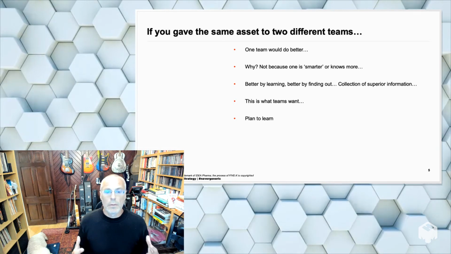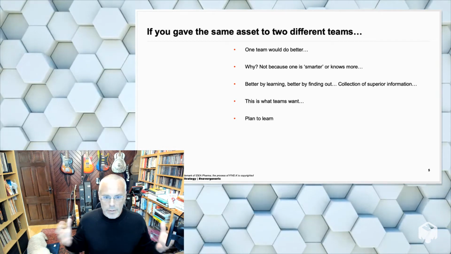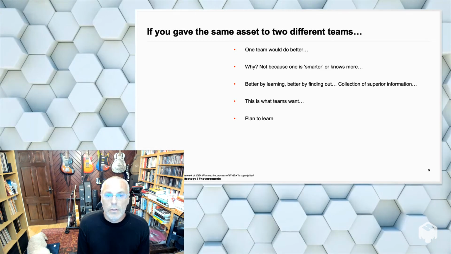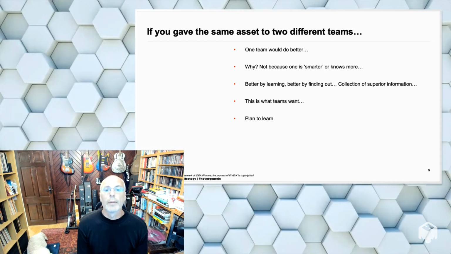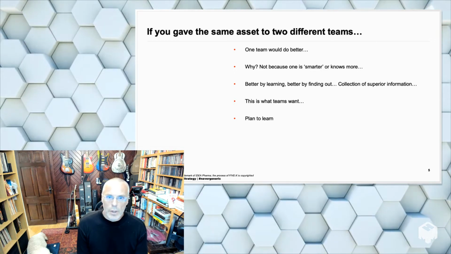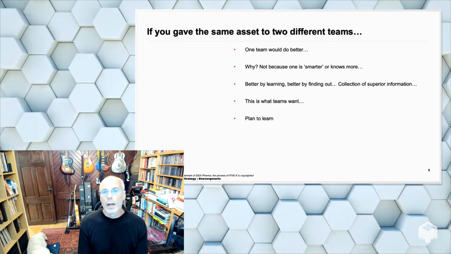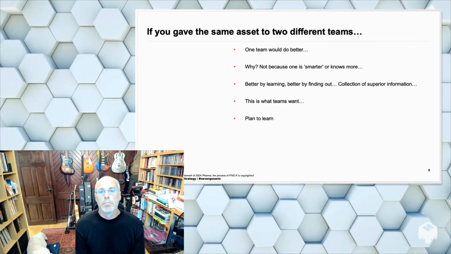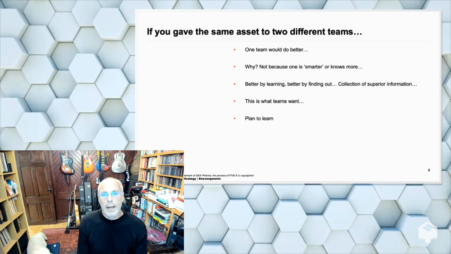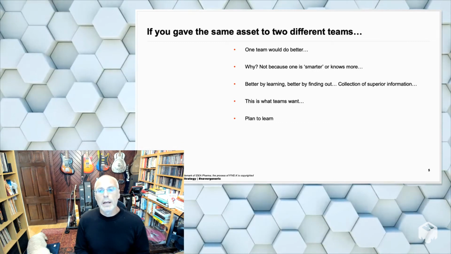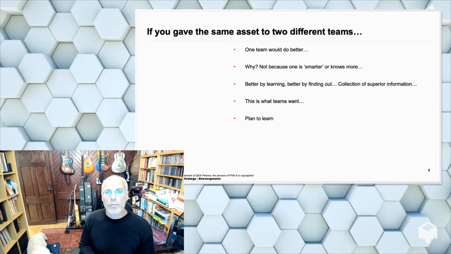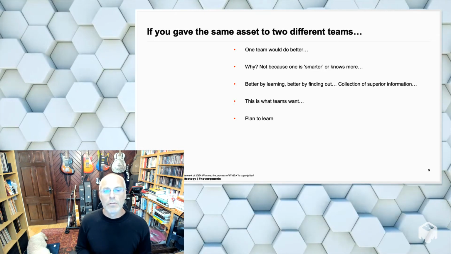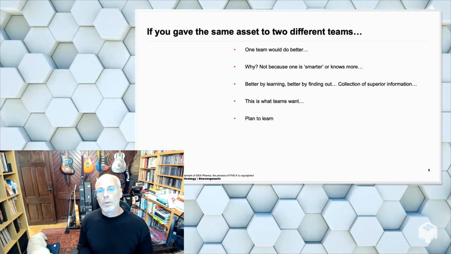Now we all have a gut feel that if you firewall these two teams, one team's going to be better at working on the product than the other is. But let's ask ourselves why. It's probably not because one is smarter or more talented or they know more about something than the other. They're going to be better because they learned better. They were better at finding out about opportunity, about planning, about the collection of superior information. And there is such a thing as superior information that informs your decisions along the way.